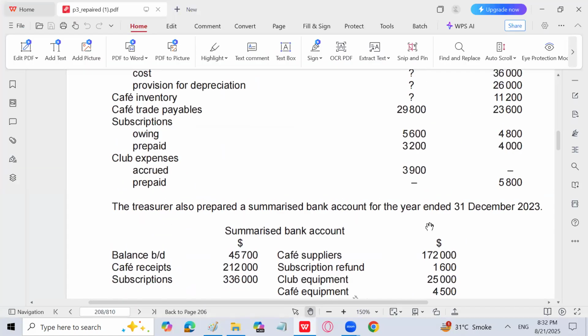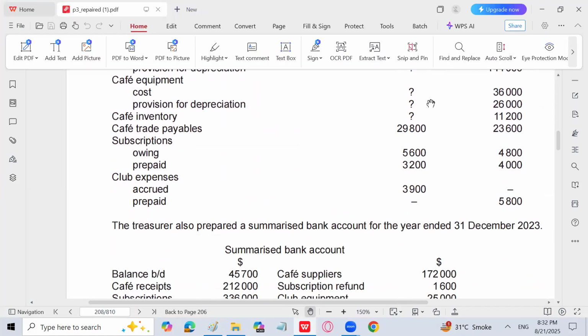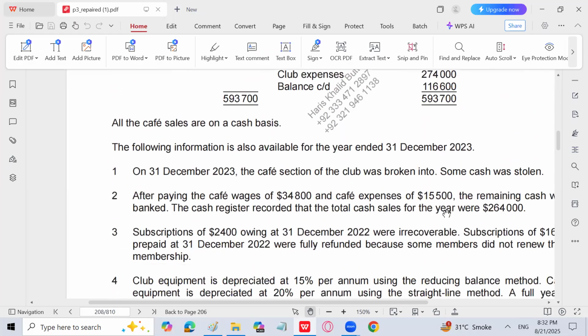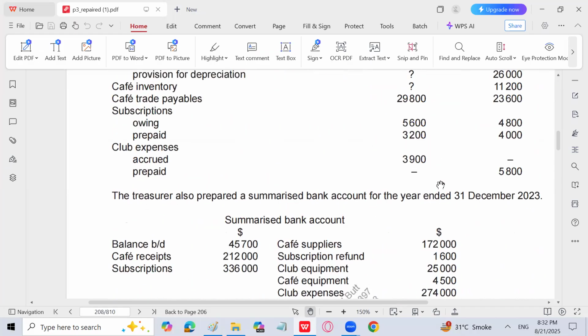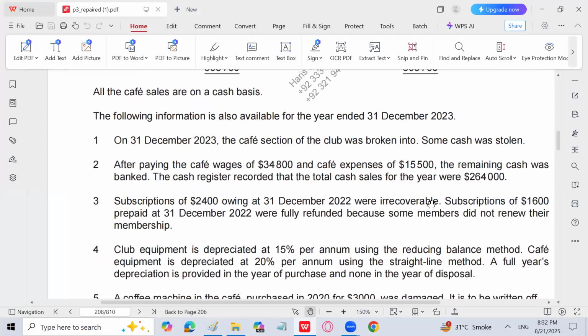Other income: if there is any other income in the question, no, it is not given. No other income is given regarding the question. So, subscription, sorry, this is the point I missed. Subscription 2,400 owing at 31st December 2020 was irrecoverable, right? And the subscription of 1,600 prepaid at 31st December was fully refunded because some members did not renew their membership.